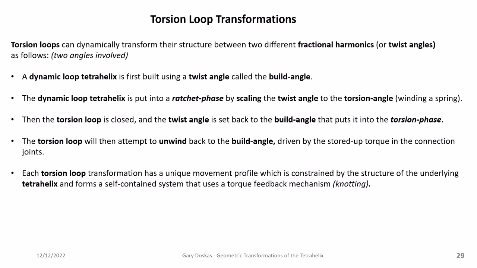And each torsion loop transformation has a unique movement profile, which is constrained by the structure of the underlying tetrahelix and forms these self-contained systems that use a torque feedback mechanism, like a knotting.